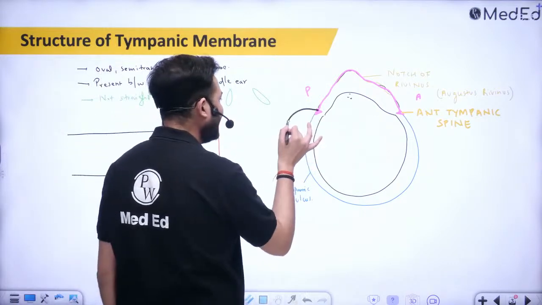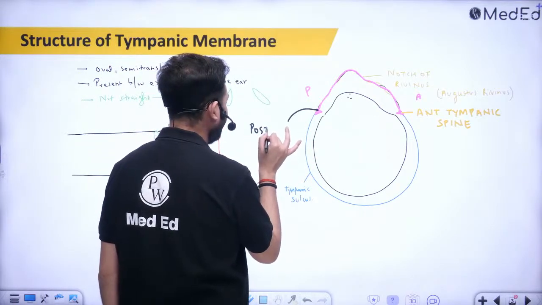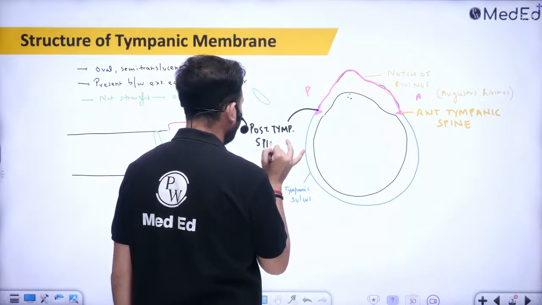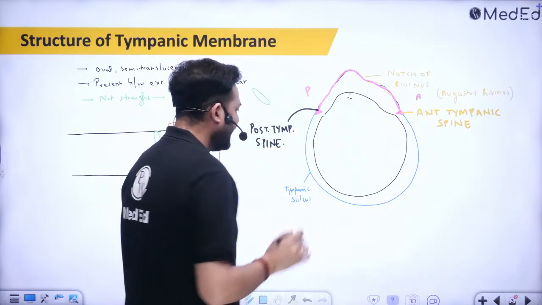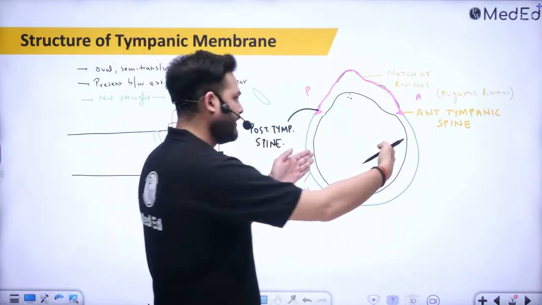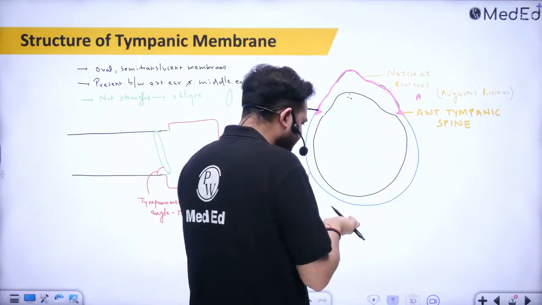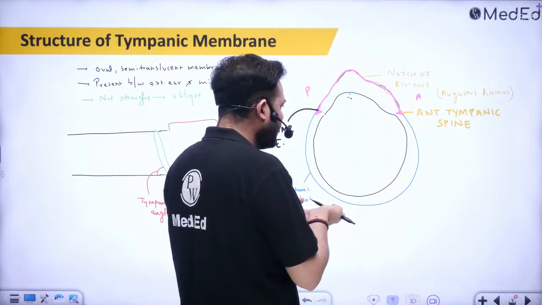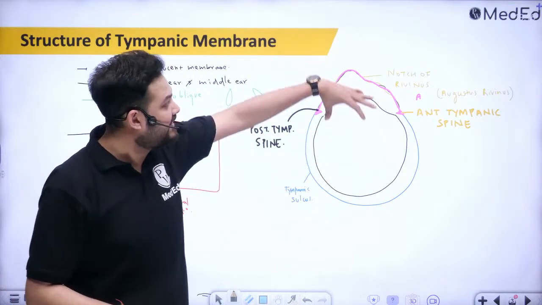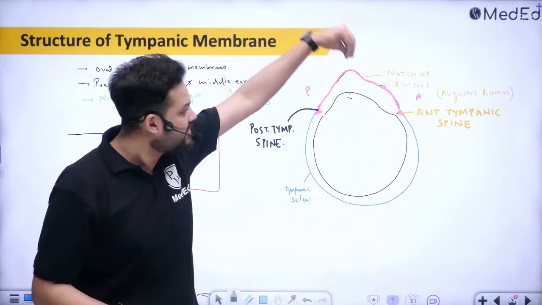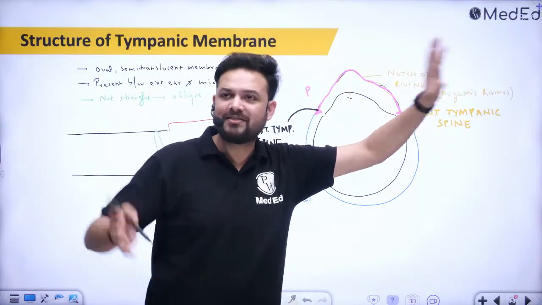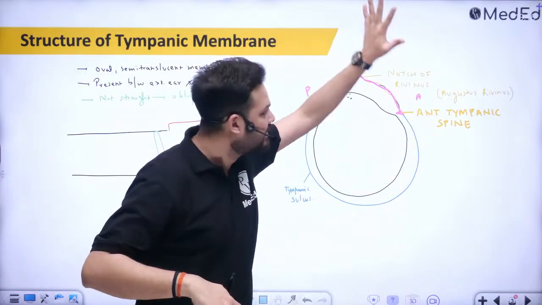We call this the posterior tympanic spine. So what have I told you so far? I told you that in the terminal part of the external auditory canal, where it ends, there is a sulcus or a groove, and this sulcus we called the tympanic sulcus. Correct? The tympanic sulcus is deficient superiorly, which is called the notch of Rivinus, named after a scientist, Augustus Rivinus, who discovered it. That is why it is called the notch of Rivinus.